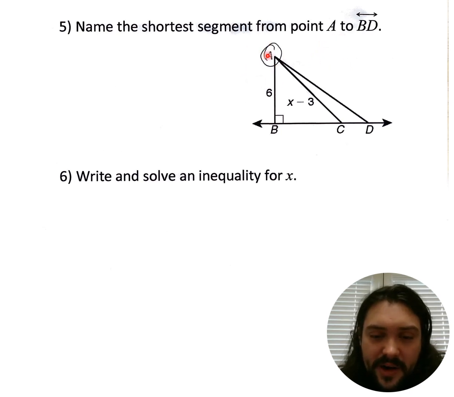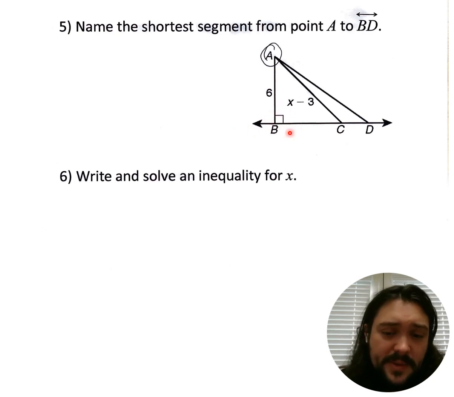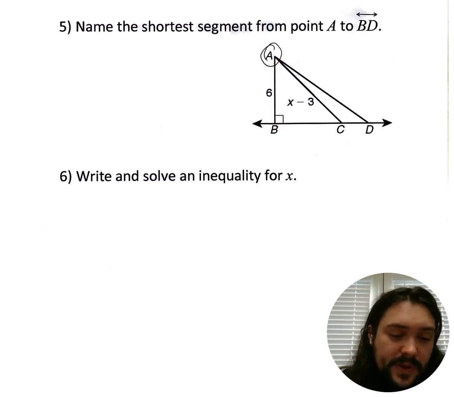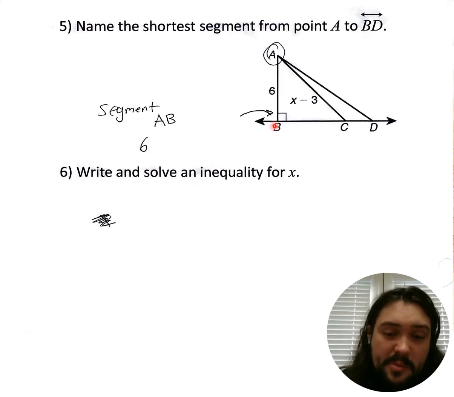Let's name the shortest segment from A to BD. So A is right here, BD is this line here. The shortest segment, we find the right angle, this one, and we see that that is 6. Okay, segment AB particularly. So the value of 6.